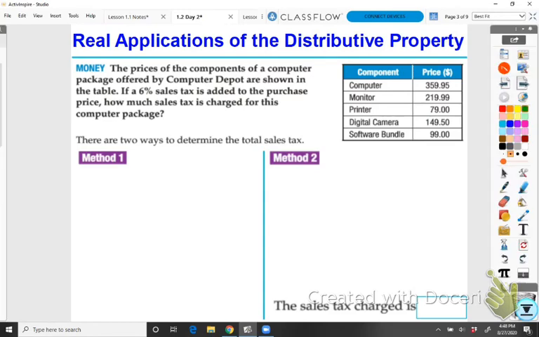The Google form is going to ask you some questions about matching the property name. This question is a real-life application of the distributive property. You have components of a computer that are offered by Computer Depot, shown in the table. You have 6% sales tax that is added to the purchase price. How much sales tax is charged for the computer? From the chart, I want you to try this one on your own. Come up with two different ways of getting the sales tax. And we'll talk about that one later.